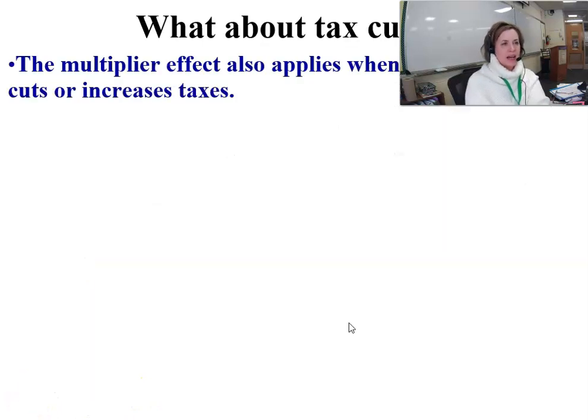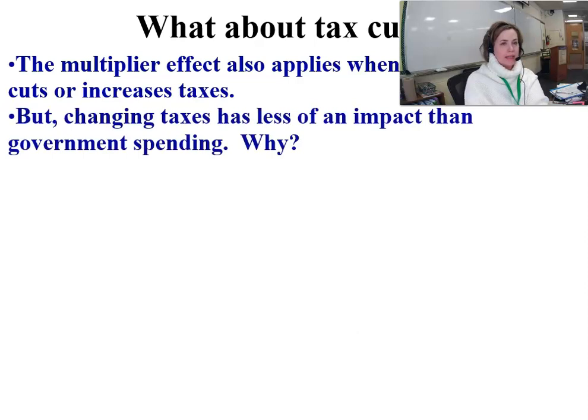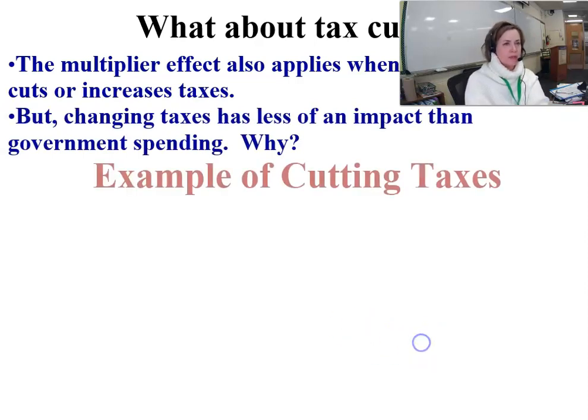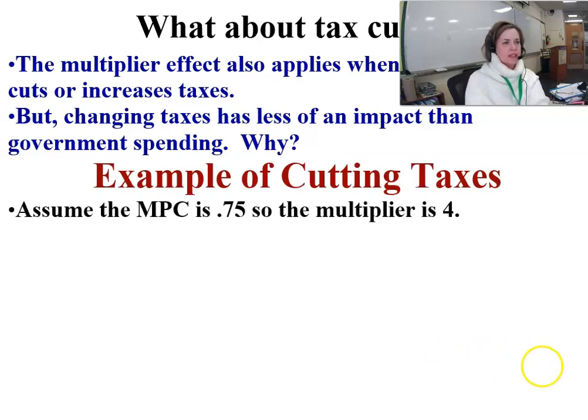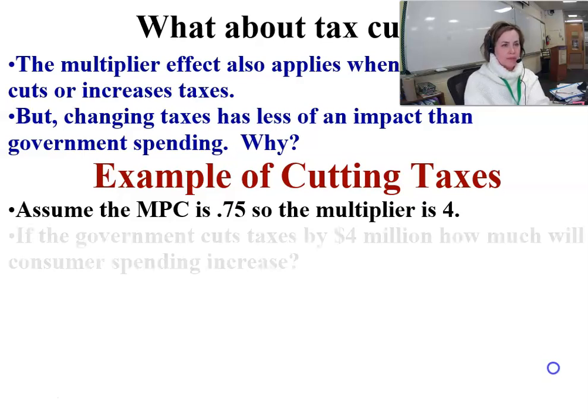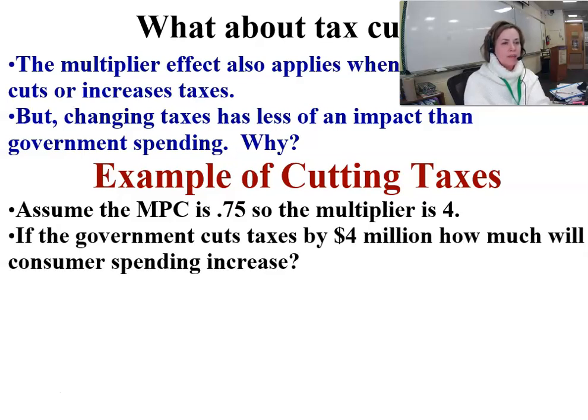What about tax cuts? The multiplier effect also applies when the government decides to cut or increase taxes. But changing taxes has less of an impact than government spending. Assume the MPC is 0.75, so the multiplier would be 4. If the government cuts taxes by 4 million, how much will consumer spending increase?